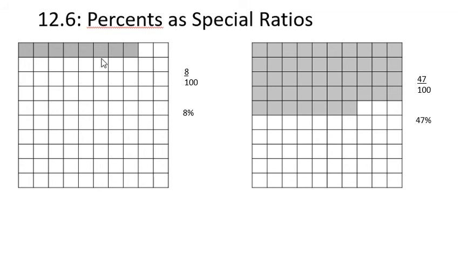However, before we can move on, we have to find out, well, what happens when we don't have a total of 100 pieces? How can we make a total of 100 pieces if they're not given to us at the start? Well, let's find out.